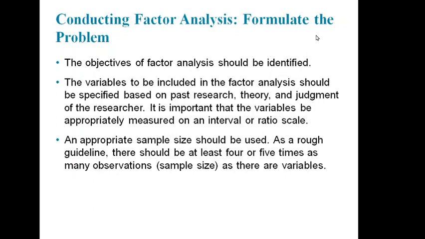It is important that variables be appropriately measured on an interval or ratio scale. Right? So ordinal and nominal data cannot be included for the data analysis or factor analysis. An appropriate sample size should be used as a rough guideline. There should be at least 4 or 5 times as many observations as there are variables. Say if you have 20 items or 20 questions or 20 variables in your data set, then your sample size should be 20 into 5, that is 100. So a minimum of 100 data observations should be there if you want to conduct a factor analysis.